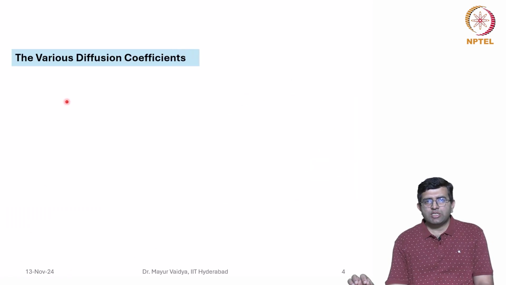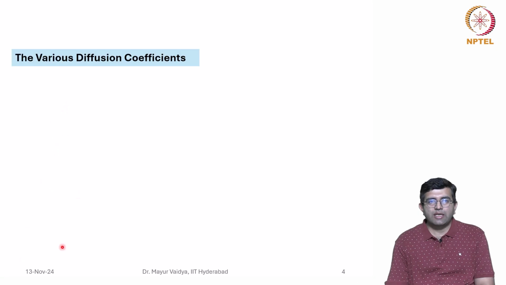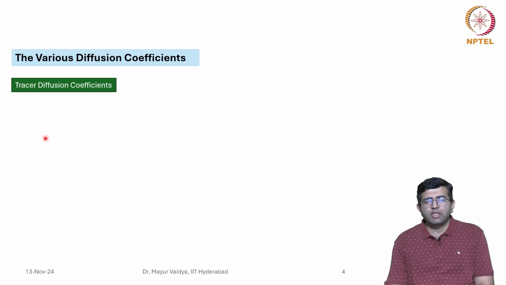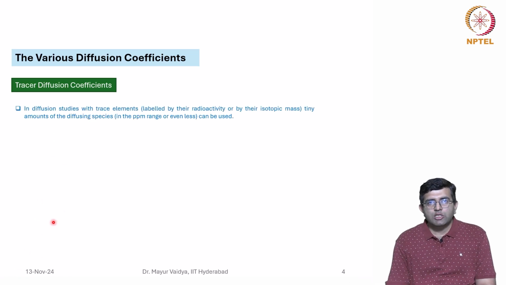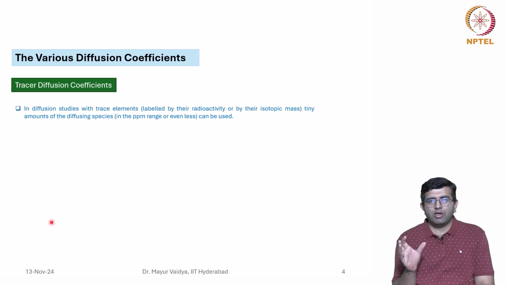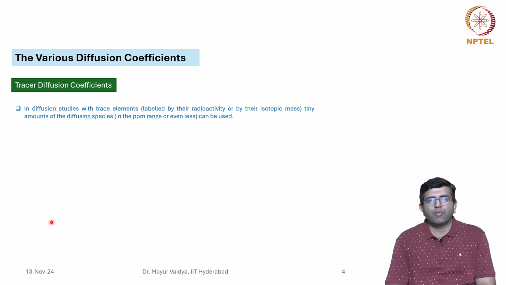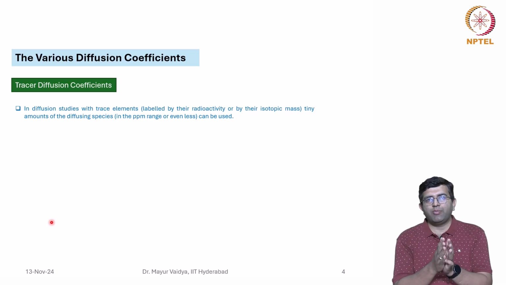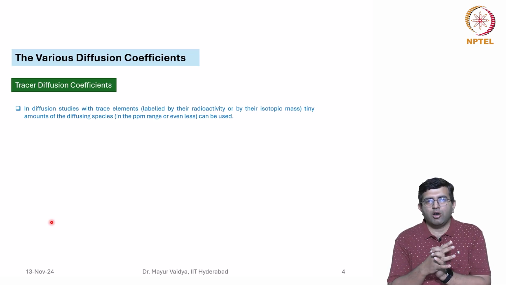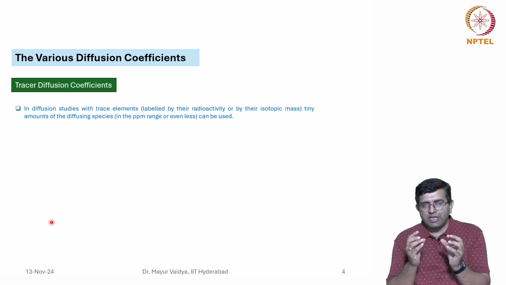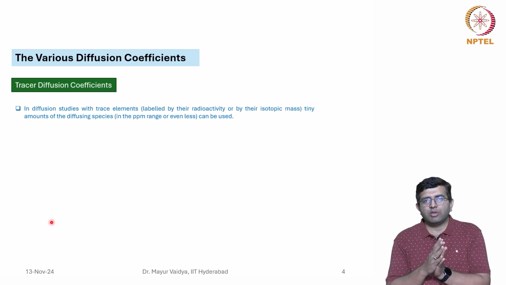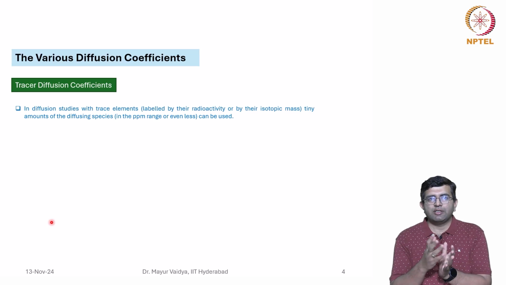So let us briefly recall the various diffusion coefficients that we talk about. The most important are the tracer diffusion coefficients. So why this name tracer? In diffusion studies, we quite often use trace elements. Trace elements are labeled by their radioactivity or by their isotopic mass, and they are used in very small quantities, almost in the ppm range.